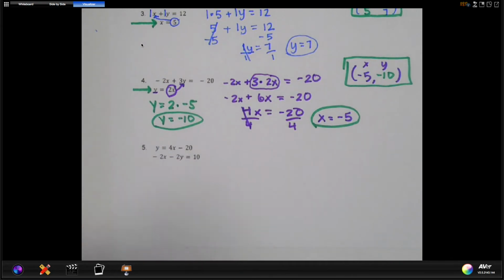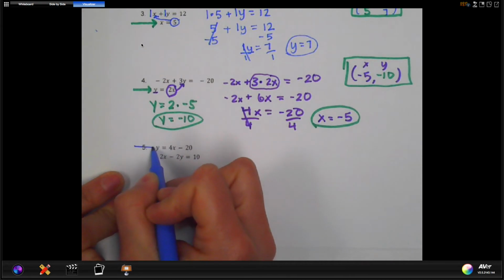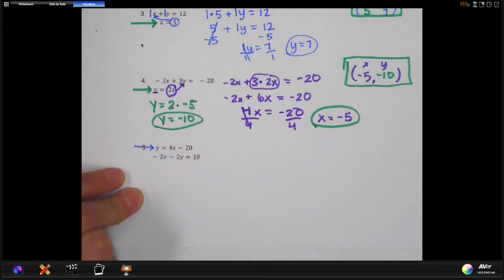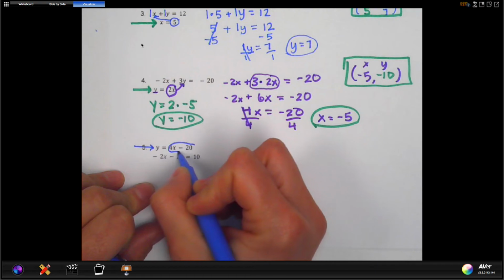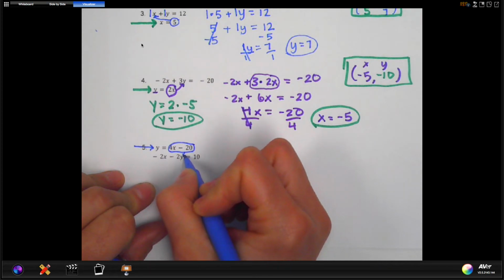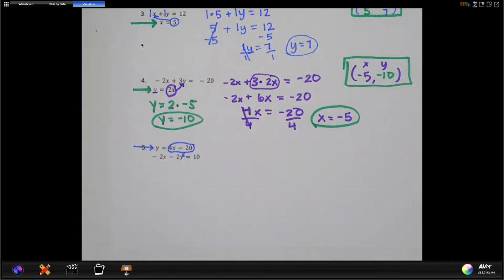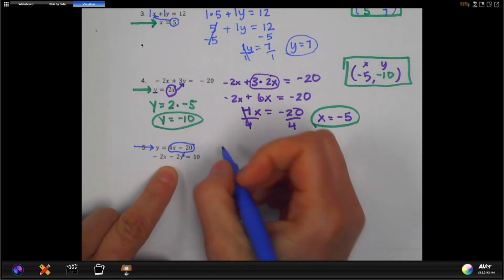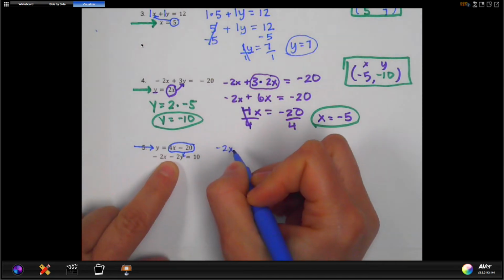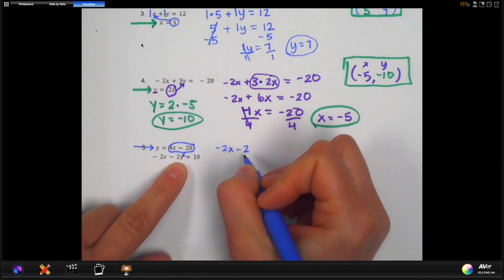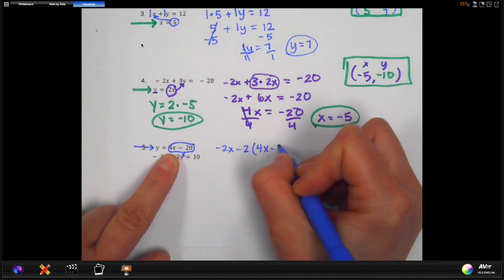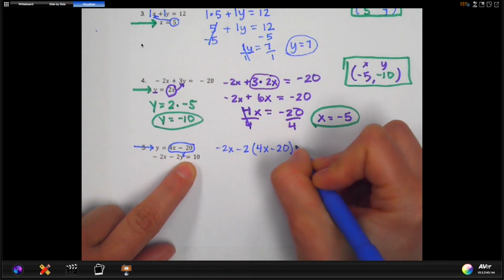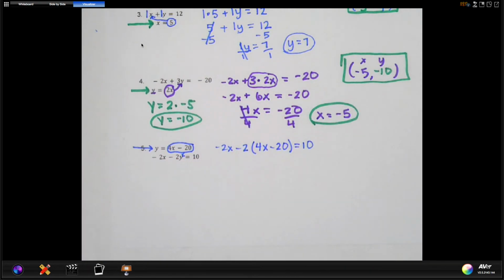In this case, the first one says y equals, see? And so what we're going to do is take the whole equation and substitute it in for y here. And since it's a whole equation, we must use parentheses. So let me show you. Negative 2x minus 2, and now instead of y, I'm going to do parentheses 4x minus 20, end parenthesis, equal 10. And that's how I'm going to rewrite it.